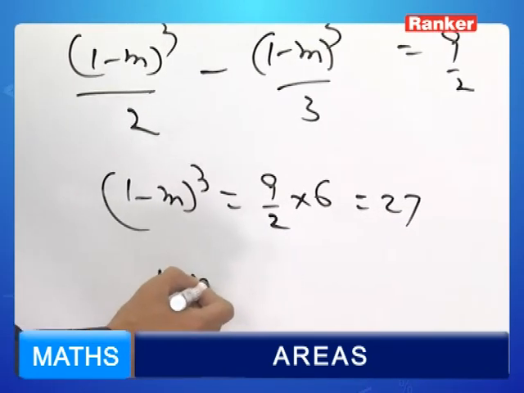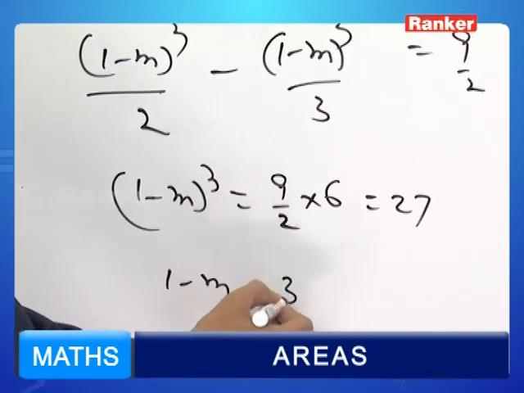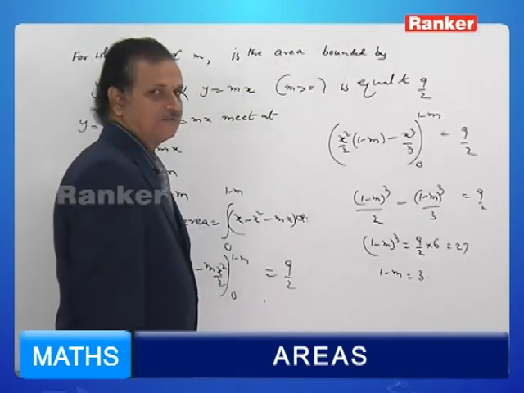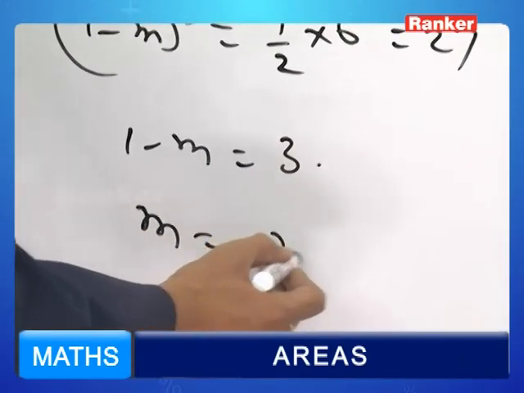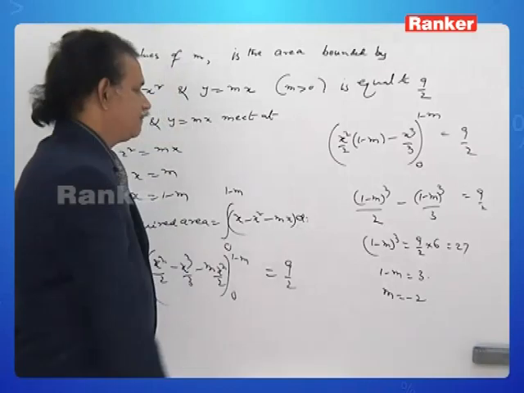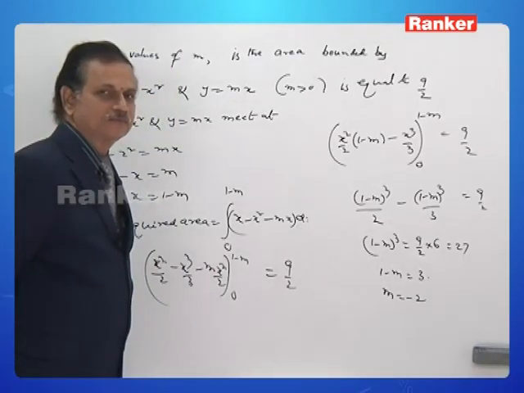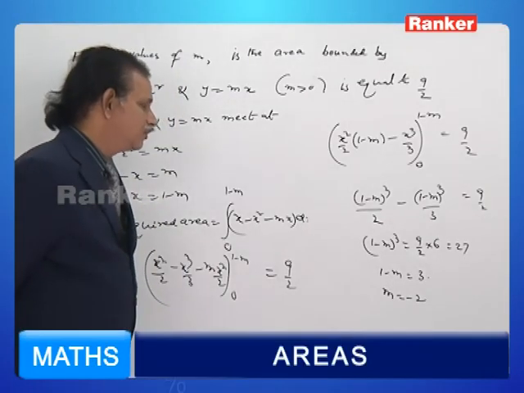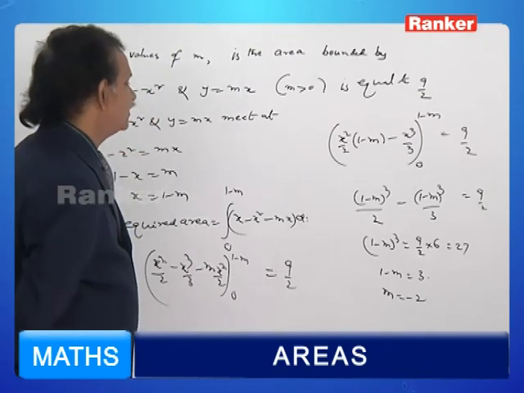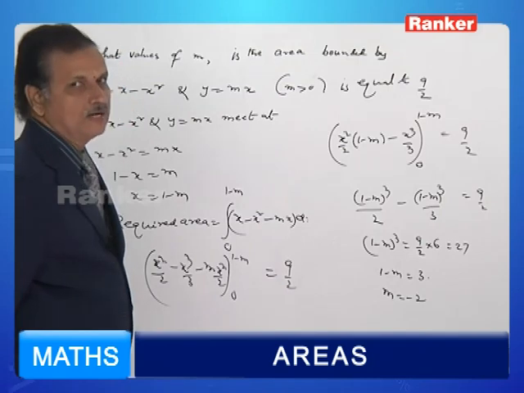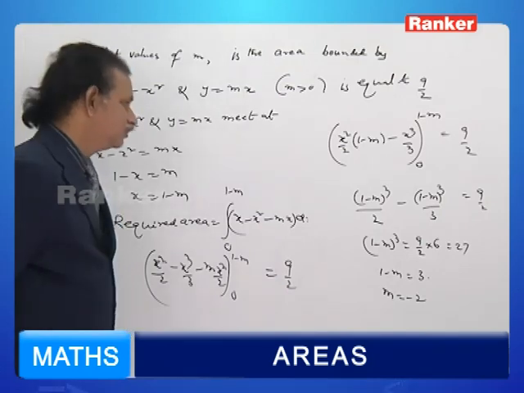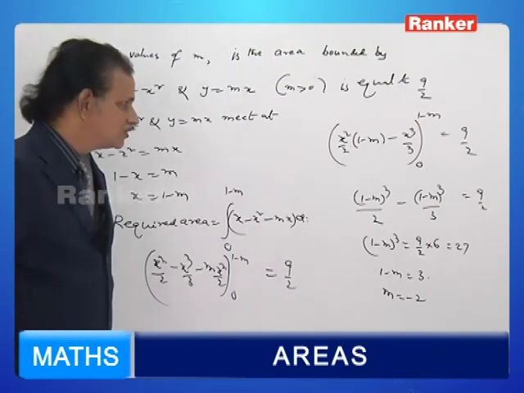Therefore, 1 minus m is equal to the cube root of 27, which is 3. Therefore, m is equal to minus 2. (1 minus m) whole cube is equal to 27, therefore m is equal to minus 2. Is this the suitable answer?